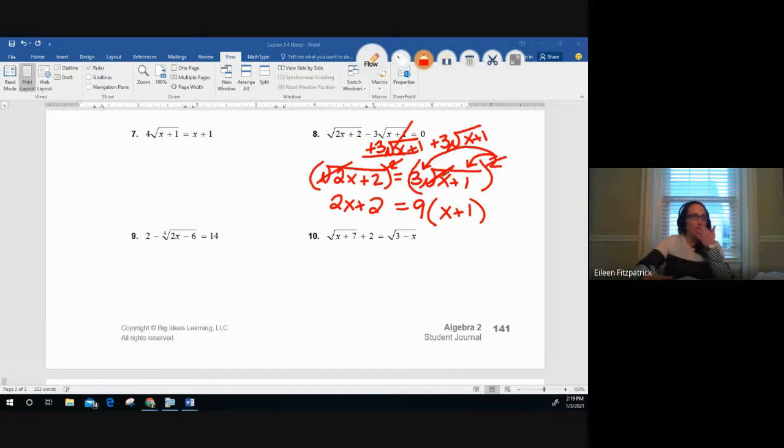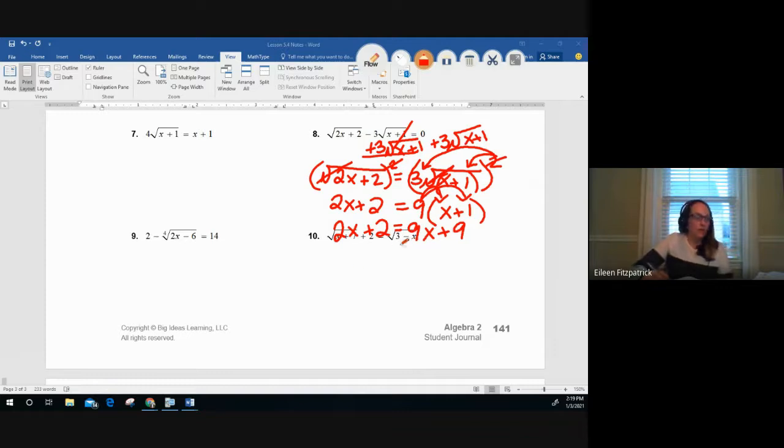Okay, the radical is eliminated, but this quantity still has to stay in parentheses. All right, next step would be to distribute that 9 into the parentheses, so I can finally drop the parentheses. So I have 2x plus 2 is equal to 9x plus 9.